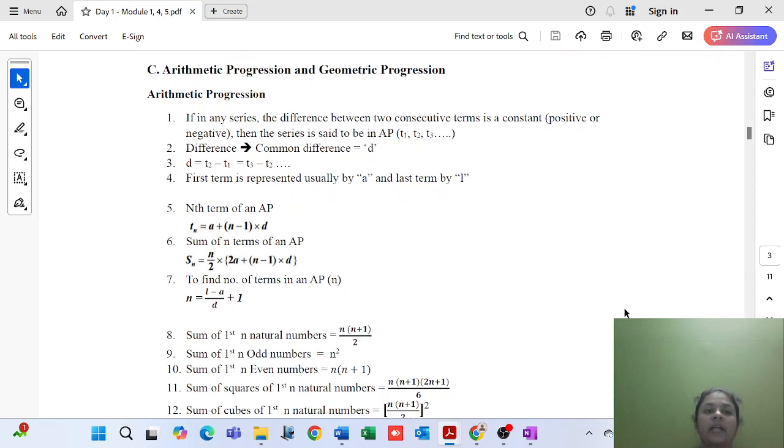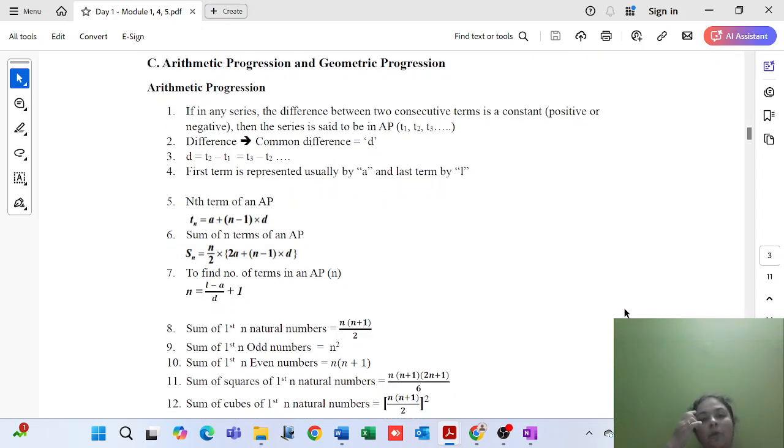The next topic we are going to start off with is arithmetic progression and geometric progression. Relatively, in terms of number of questions, on an average about 2 to 3 questions, minimum 2 questions on an average, I am finding in most of the papers. So this chapter is, I would say, more of a formula oriented chapter.